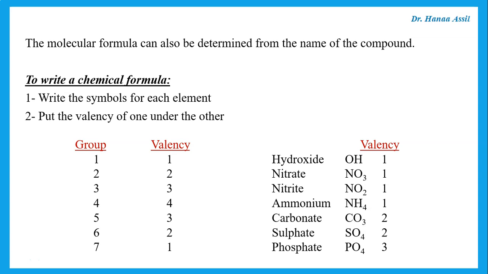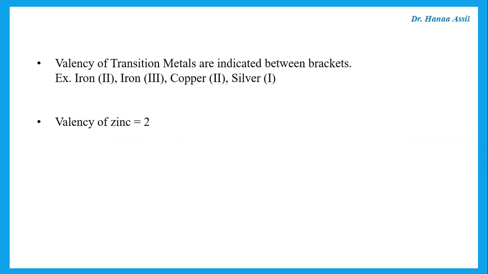If we say hydroxide, it's OH, valency 1. Nitrate, NO3, valency 1. Nitrite, NO2, valency 1. Ammonium, NH4, valency 1. Remember, there's something called ammonia and something called ammonium. Ammonium is NH4. Carbonate is CO3, valency 2. Sulfate, SO4, valency 2. Phosphate, PO4, valency 3. Please learn these. You will not be able to write a chemical formula without knowing these.